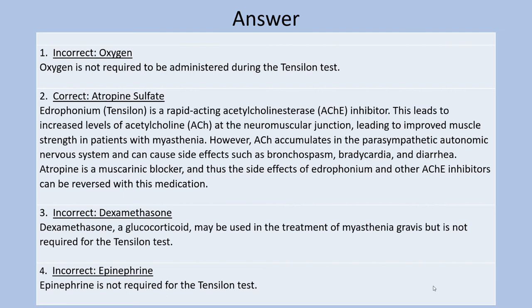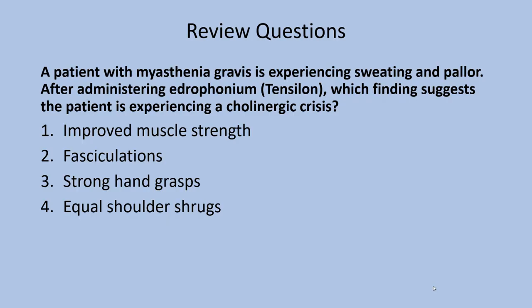So remember that Tensilon is a rapid-acting acetylcholinesterase, or AChE, inhibitor. This leads to increased levels of acetylcholine at the neuromuscular junction, leading to improved muscle strength in patients with myasthenia. So the ACH accumulates in the parasympathetic autonomic nervous system and that causes bradycardia. And then atropine will help reverse those effects of the medication and will help bring the heart rate up. So we definitely need a little atropine at the bedside or wherever they're doing the test.